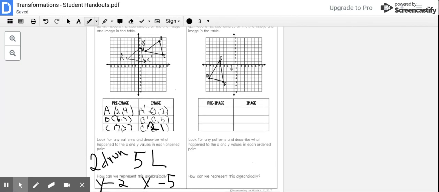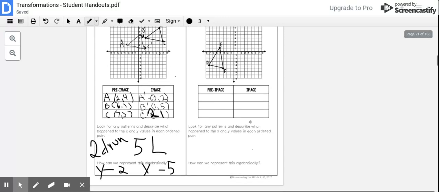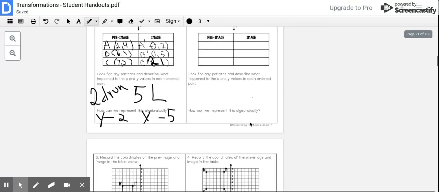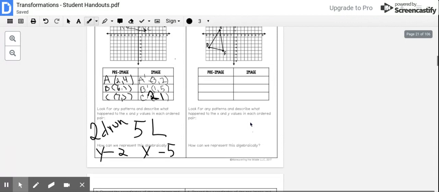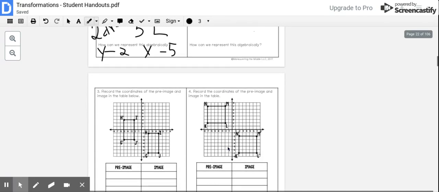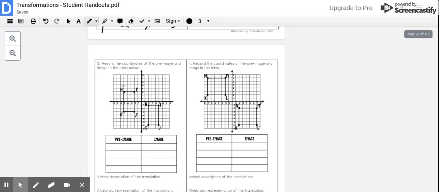Okay, and then I'm going to have you try this one and show me when you get it done. You might need to rewind and listen to what I said about this over here. And then when you go to the back, you have to record the coordinates of the pre-image. I'm not going to say which one, but look at them carefully and make sure you find the pre-image. And then same thing with this one. Make sure you look at it carefully to find the pre-image and describe what's happening.